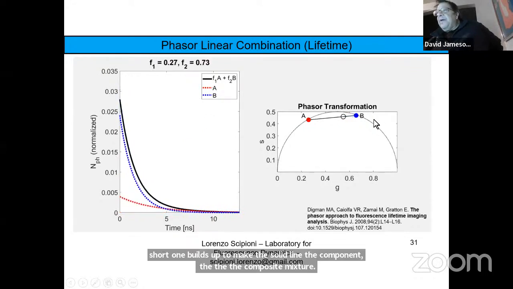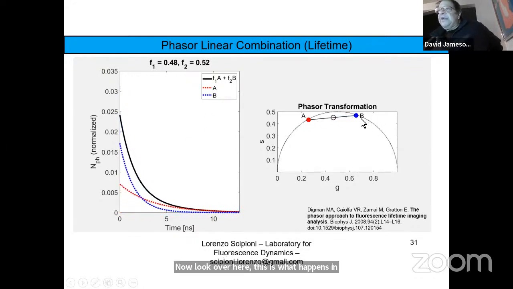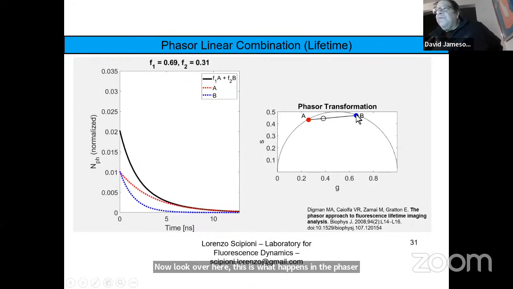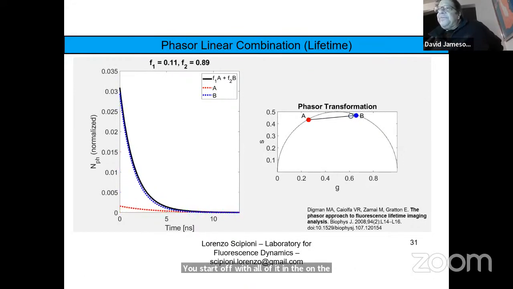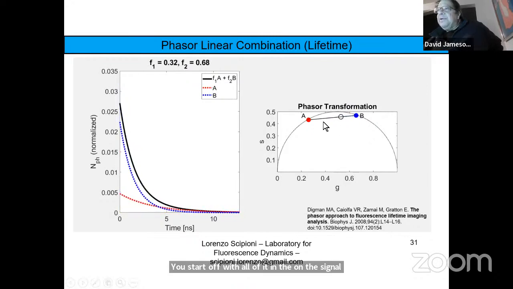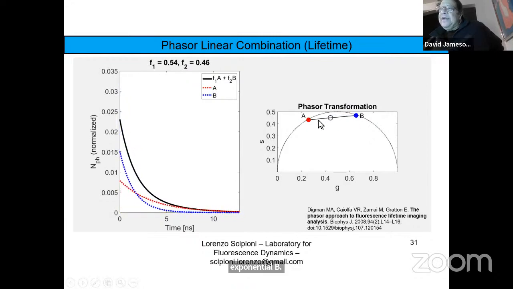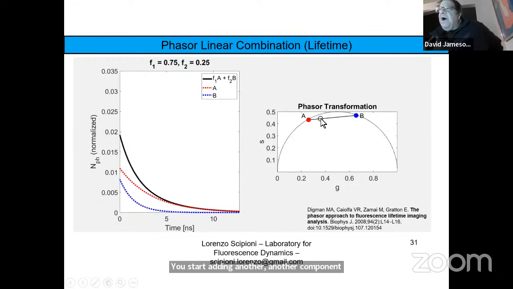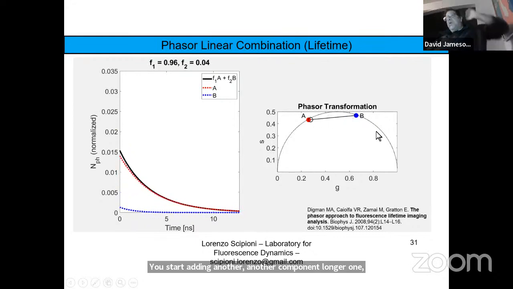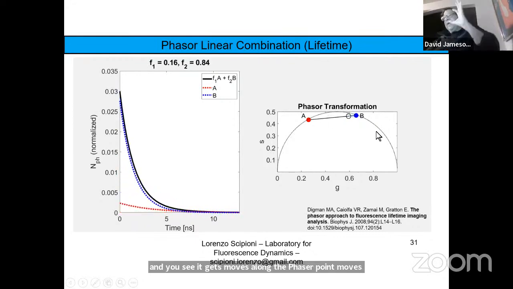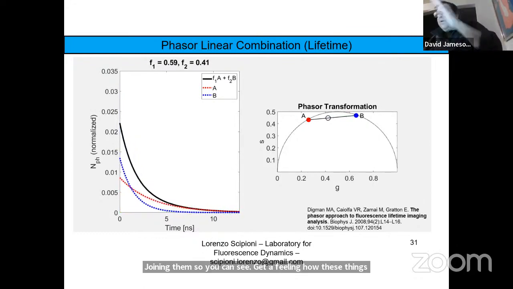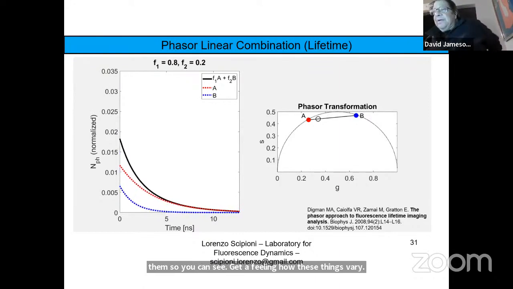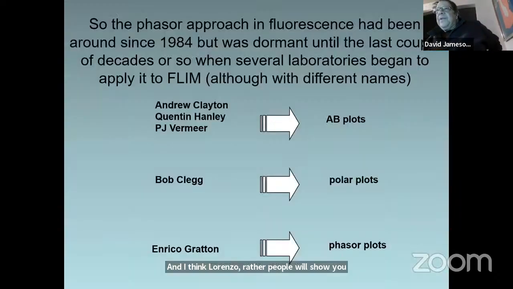Now look over here. This is what happens in the phasor transform. You start off with all of it on the single exponential. You start adding another, longer component, and you see the phasor point moves along the line joining them. So you can get a feeling how these things vary. And I think Lorenzo or other people will show you more animated plots like this.